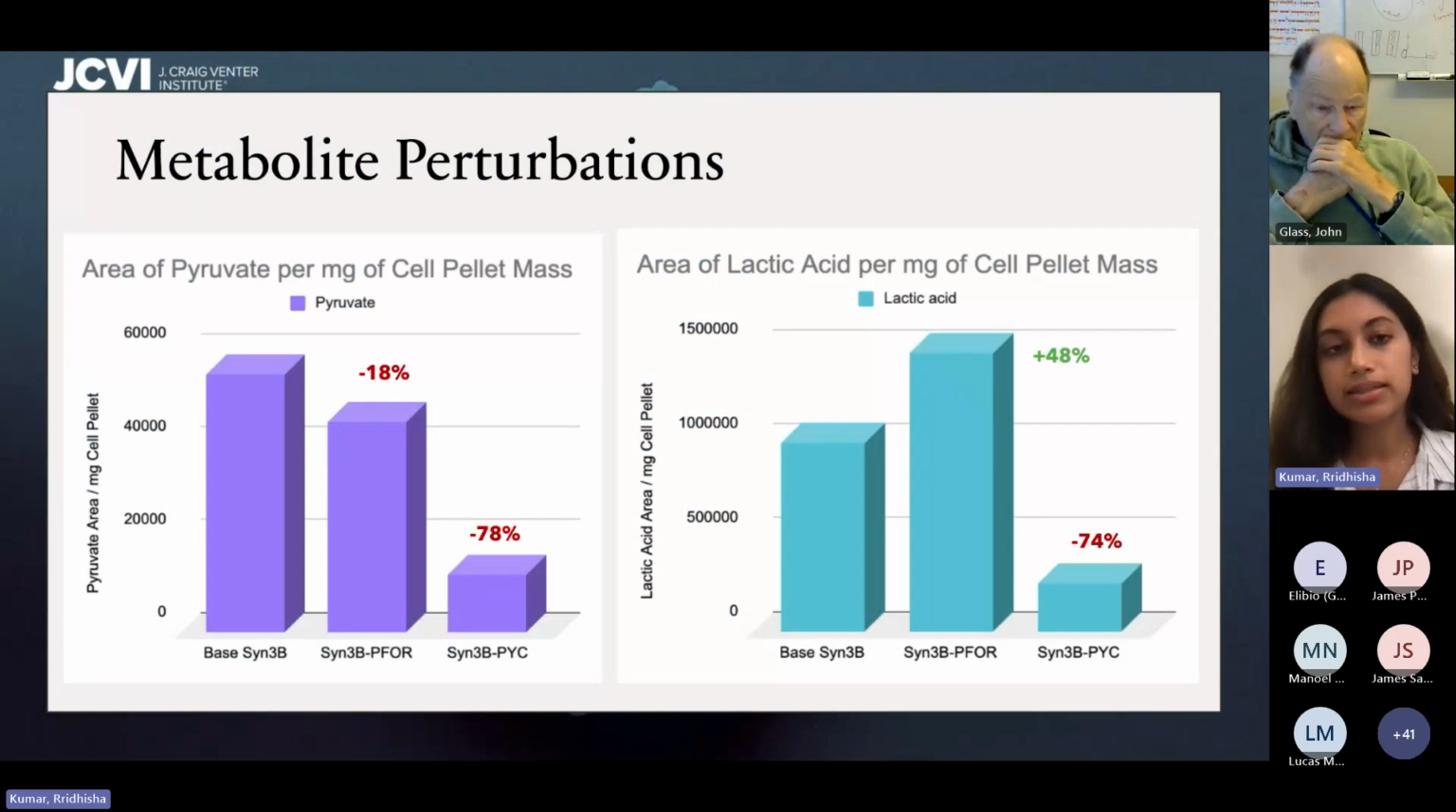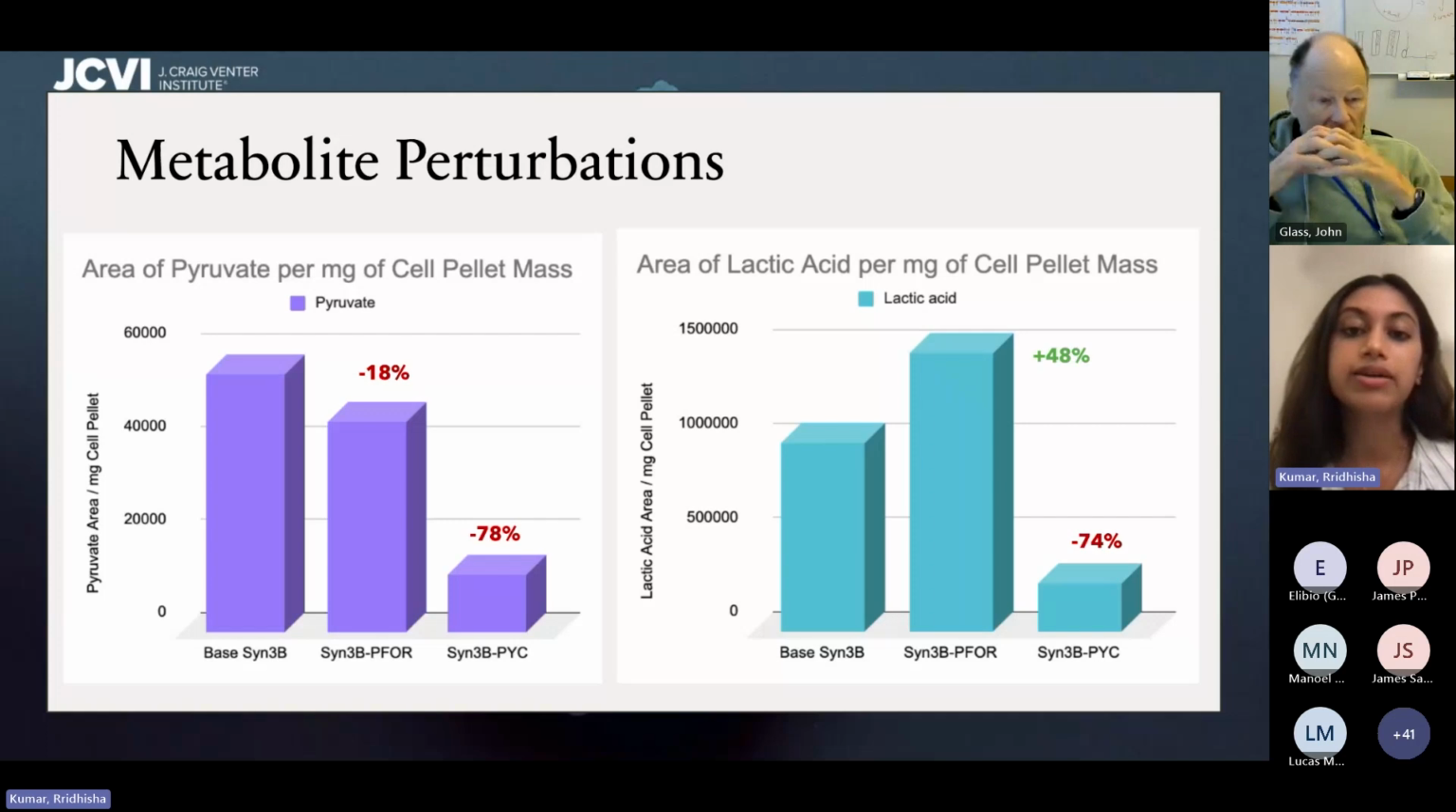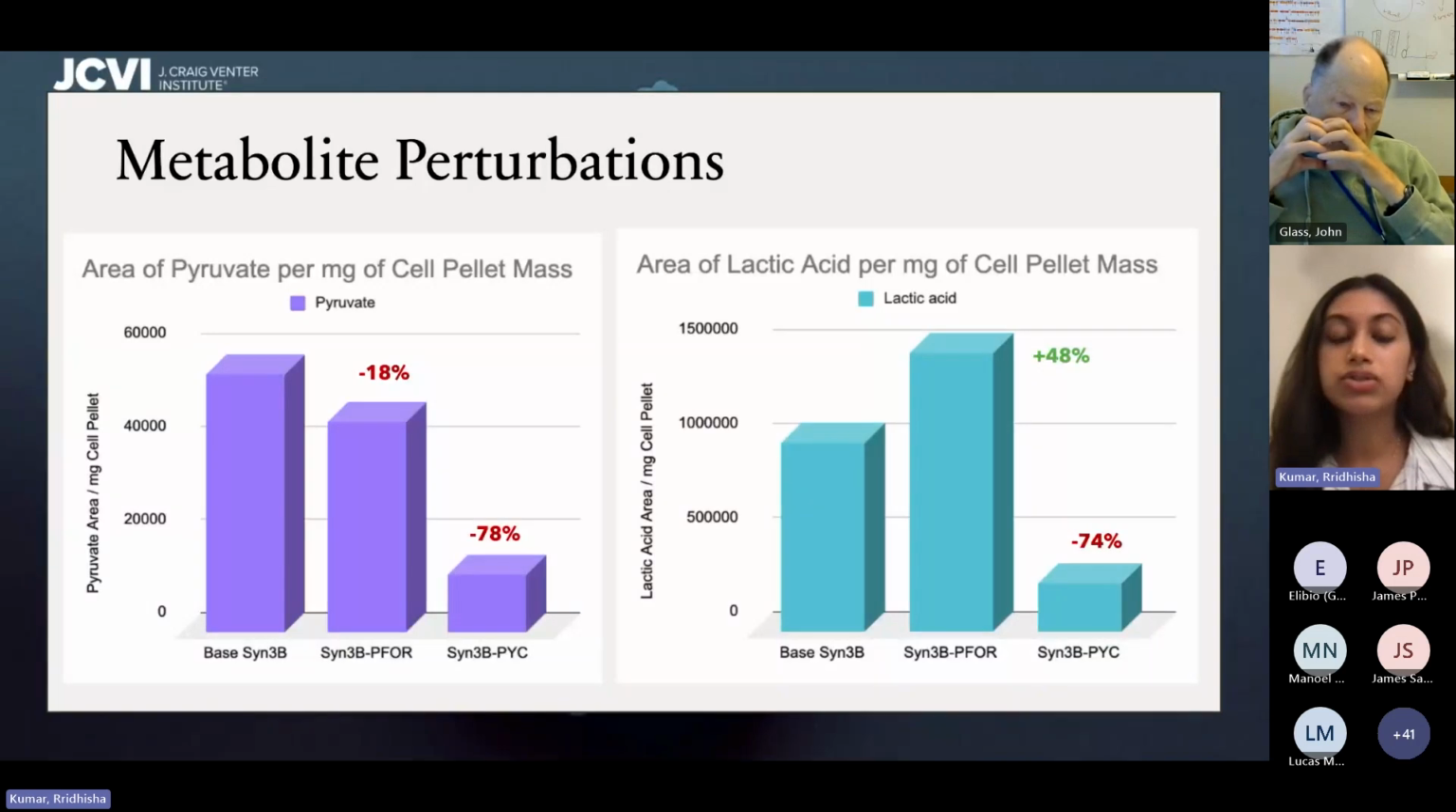So the data we got was slightly different than what we expected. And so what we did was we converted the data we got from the graphs into area of pyruvate per milligram of cell pellet mass, and then area of lactic acid per milligram of cell pellet mass. On the left, you can see our baseline for pyruvate and lactic acid in the untransformed cell. And then in the middle for P4, we would expect an increase in pyruvate since it's producing pyruvate, but we saw an 18% decrease in pyruvate. However, there was a 48% increase in lactic acid. And we believe this is because, like I mentioned, the state of disequilibrium the cell is in, where as soon as a pyruvate molecule is produced, it's consumed by lactate dehydrogenase relatively fast and produces lactic acid.